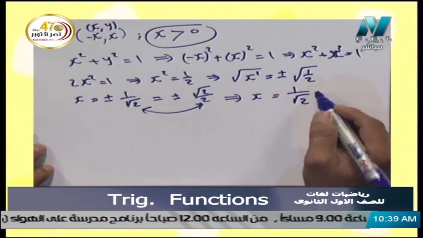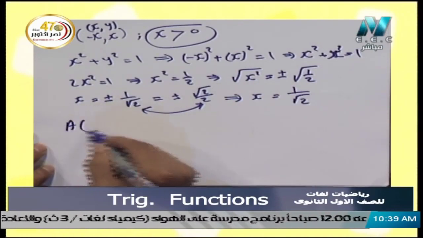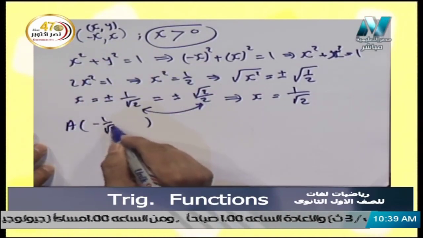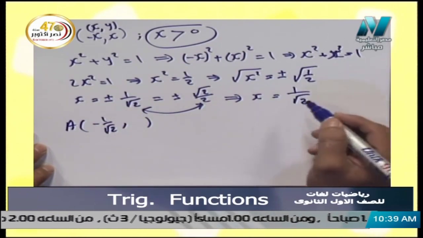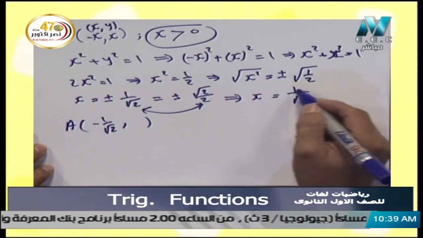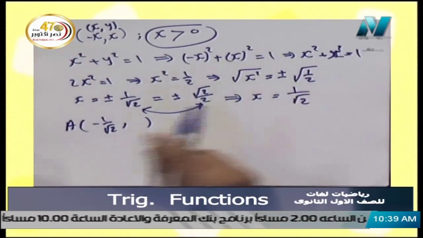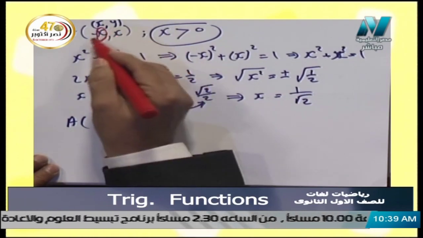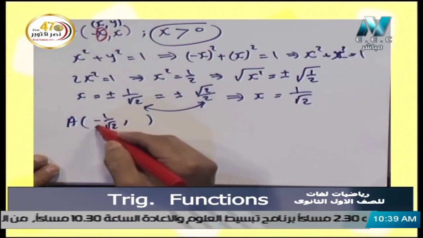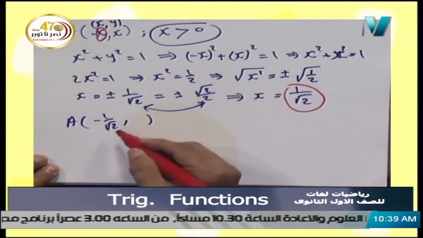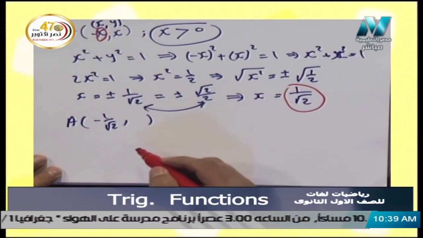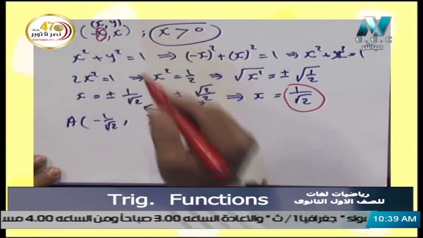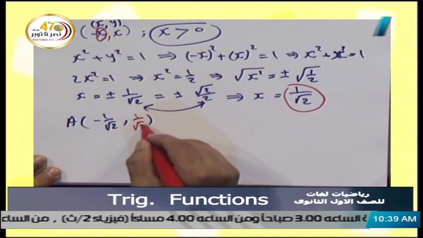If we return again to the point A, negative x means negative 1 over root 2. Someone asked me, you told me that x is positive. Yes, x here is positive, but the negative is outside the number. So it's negative x, negative 1 over root 2. And y will be x only. So it's 1 over root 2.